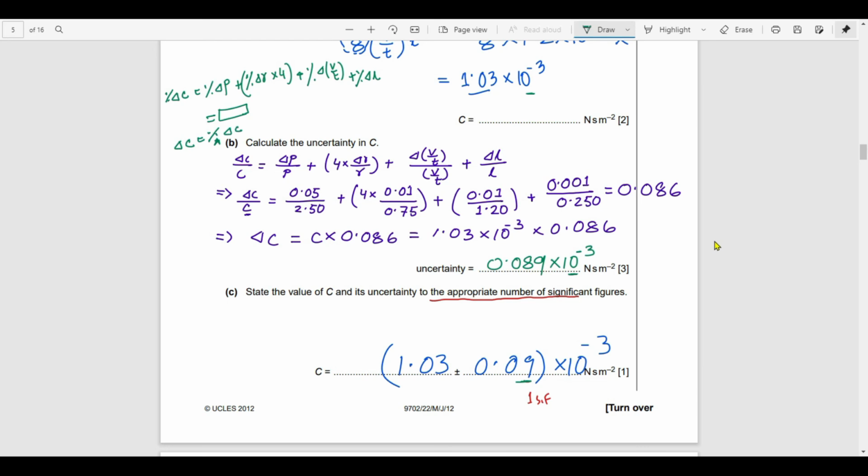The way we calculated the absolute uncertainty in C, we can also use the percentage uncertainty formula, and then multiply the percentage uncertainty we get with the C value to get the uncertainty in C.